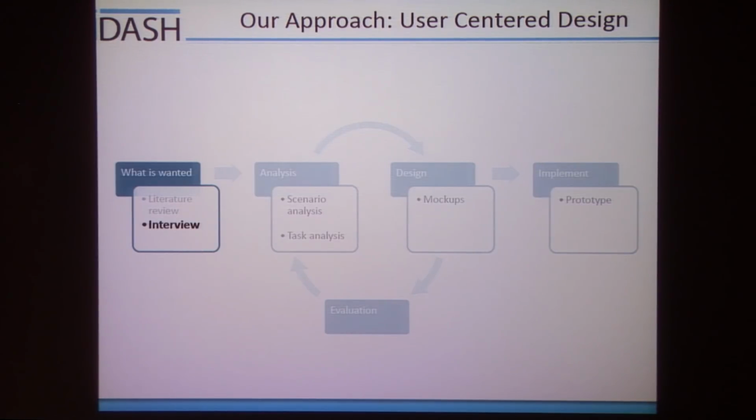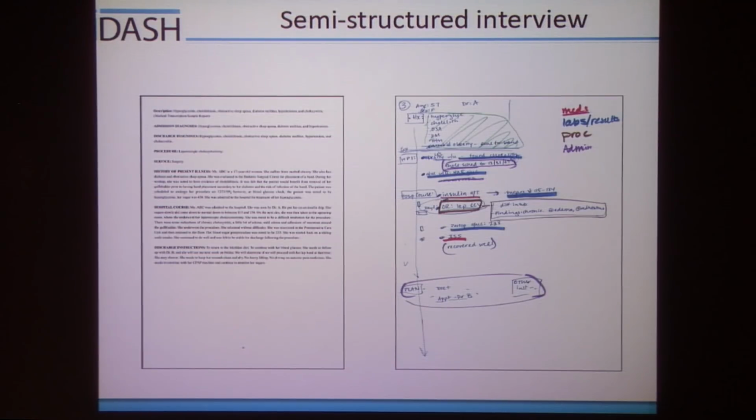So we have finished the literature review, and then we will conduct an interview. We focused on the physicians at UCSD. We conducted a semi-structured interview. In the interview, we provide them a sample medical record and ask them to summarize the information and sketch out how they would express and organize the information in their mind. And then we ask them questions based on what they drew and the ideas they were trying to convey.